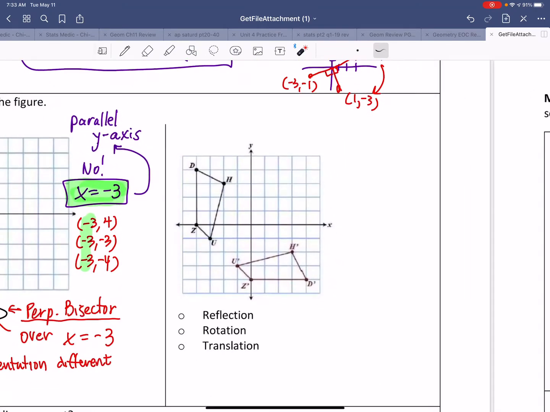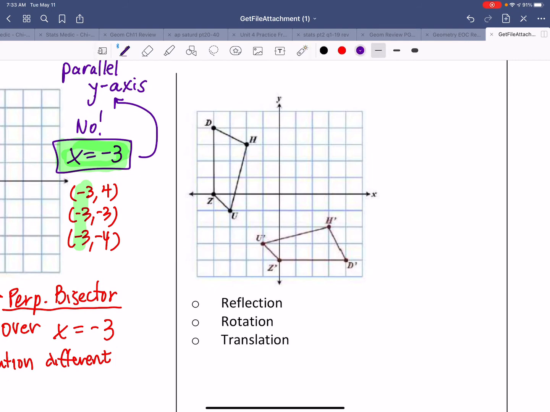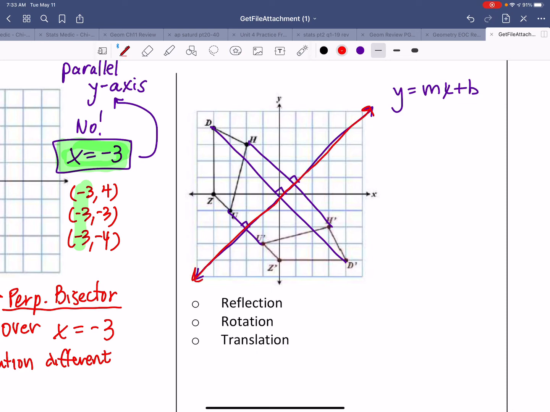All right, last one. Oh, looks like something, maybe I skipped it. Who knows? All right, what happened here? Well, it looks like it flipped over this line. So this is a perpendicular bisector. That's a perpendicular bisector. That's a perpendicular bisector. So let's figure out what that line would be called. If we look at this formula, this line has a slope of rise 1, run 1, rise 1, run 1, rise 1, run 1. Our slope is 1.